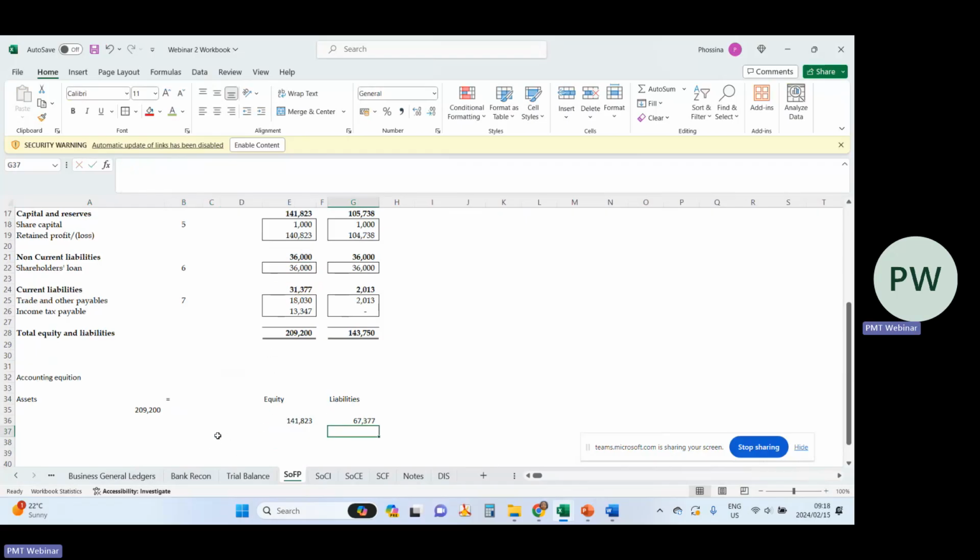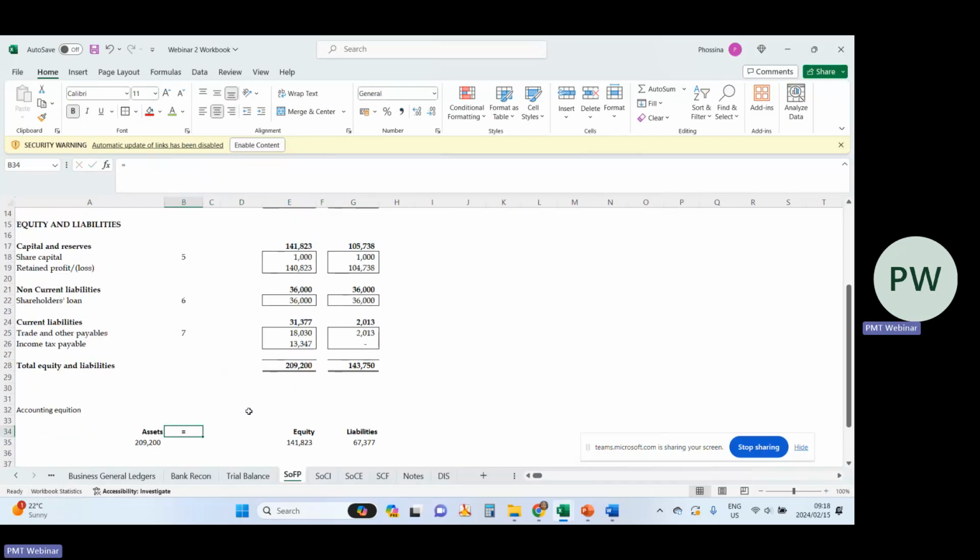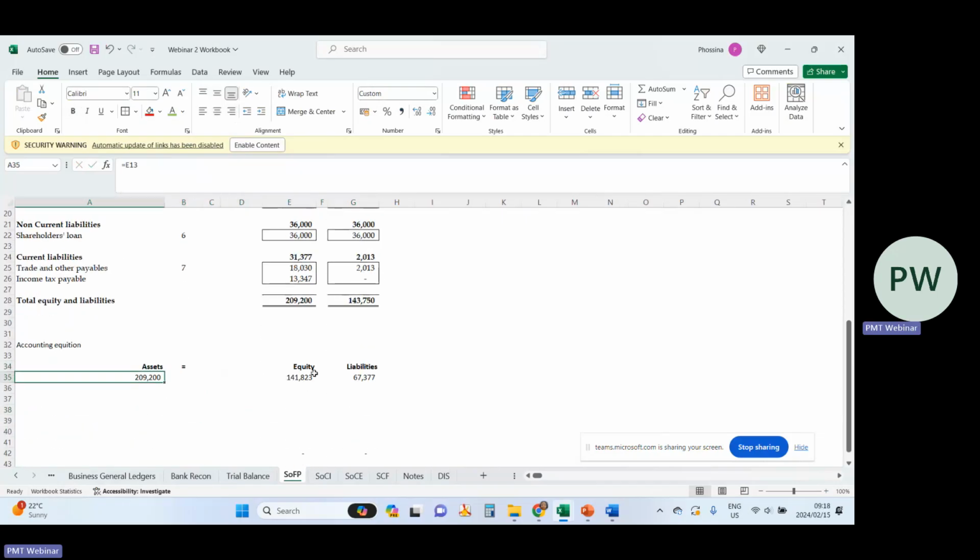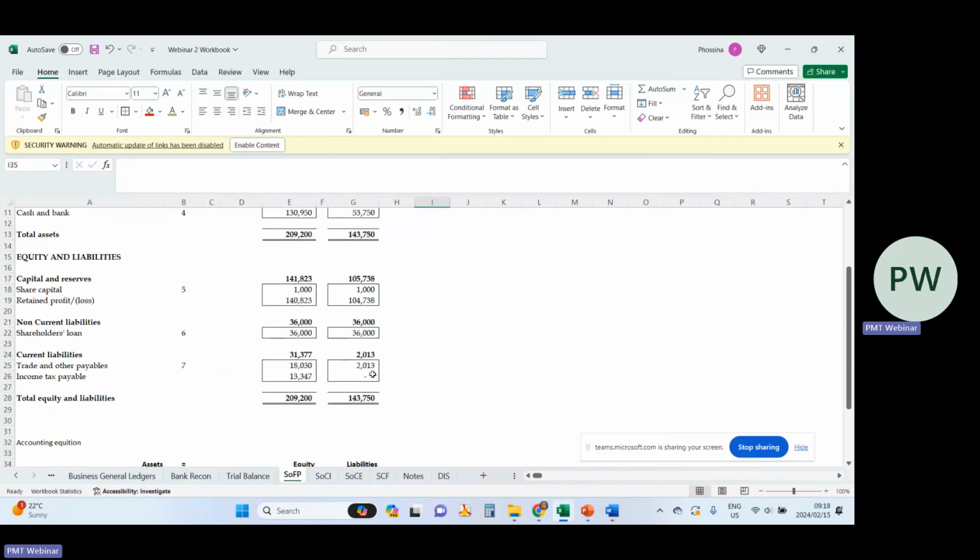Okay, so if you compare, I think I'm in the wrong column, on the wrong row. I'm just going to do a bit of cosmetics. Okay, like that. So our equation then balances. This is where we apply our equation. 209, and if we add this up, you'll find it's also 209. So assets is equal to equity plus liabilities.